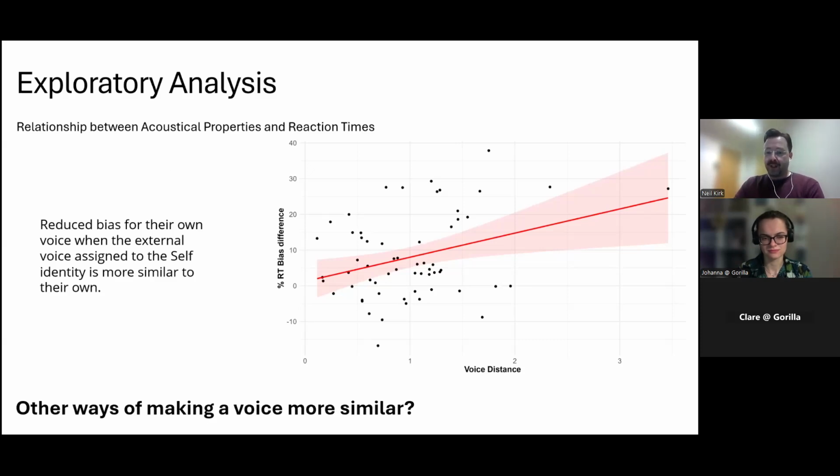So in other words, the more similar the external voice was to the real voice, the less of an advantage that they had. So it kind of suggests that it's not something about our own voices having this special position in our brain. It might just be that it's highly familiar. So something that has some degree of similarity to it might actually disrupt that system a little bit more.